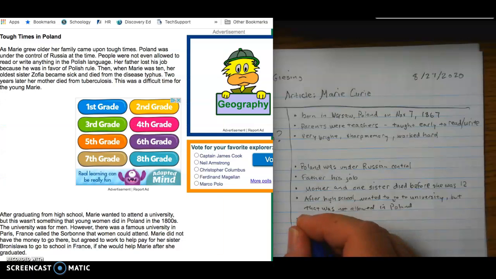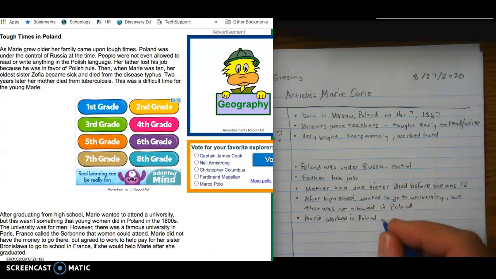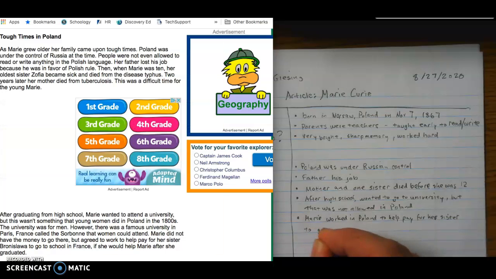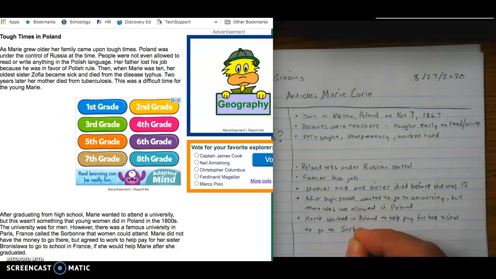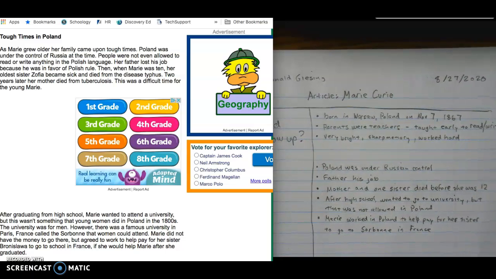So Marie couldn't go to university, so Marie worked in Poland to help pay for her sister to go to Sorbonne, which was the university in France. So now that's all the key points that I pull out of this one.